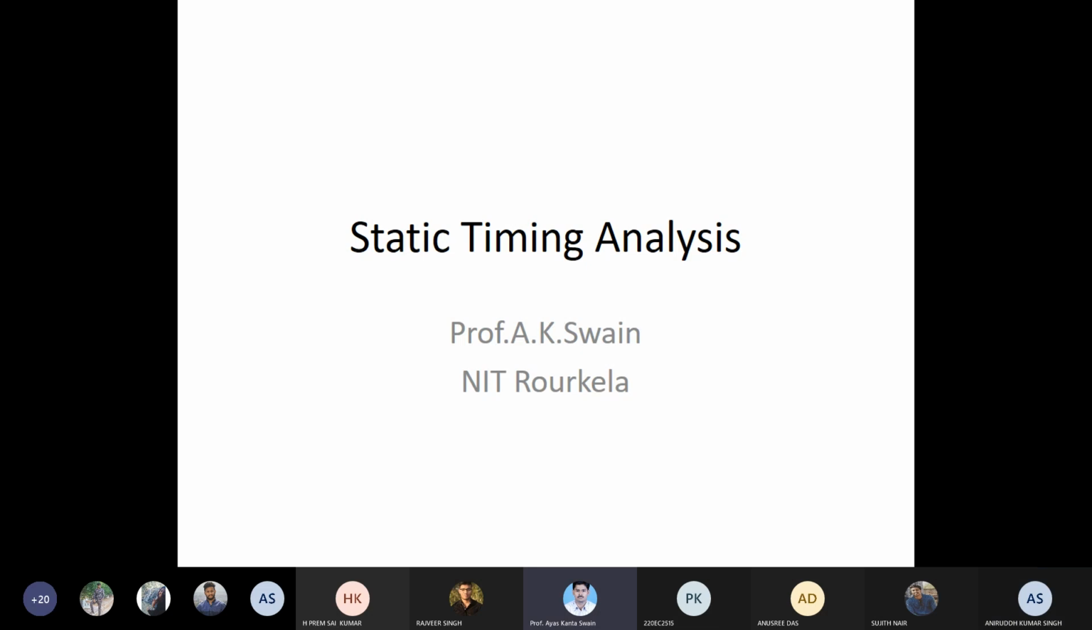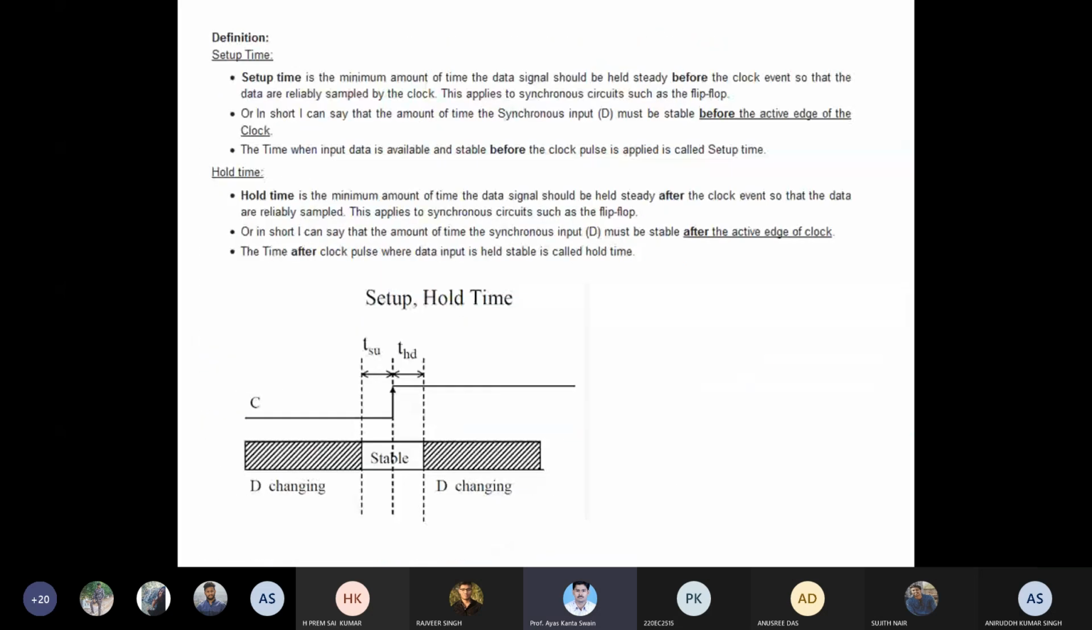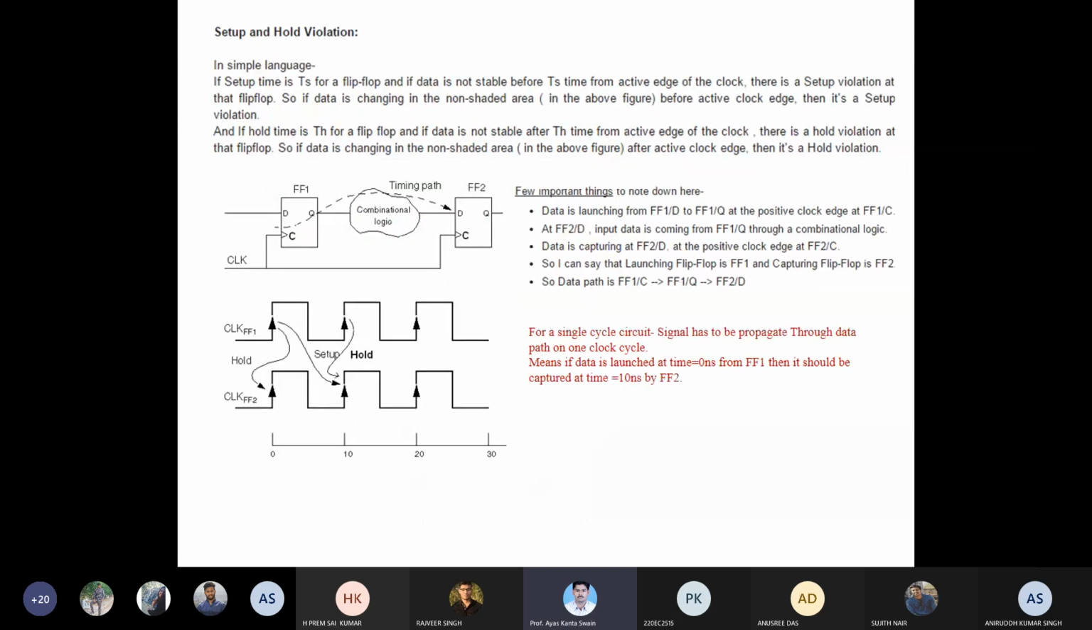Okay, so let me start and we'll end the syllabus today. Last class we discussed what static timing analysis is, followed by the definition of setup and hold time, and what setup violation and hold violation mean. Taking a standard diagram into consideration, there are two flip-flops and in between there is a combinational logic block, and this circuit we are describing is a synchronous circuit.